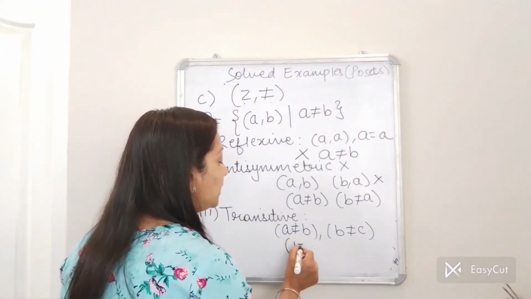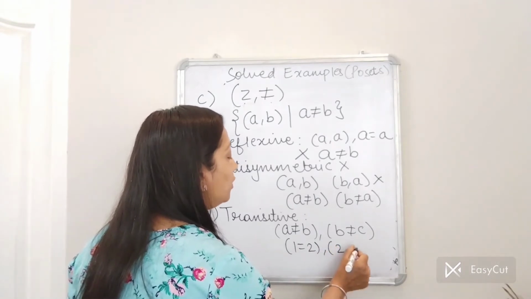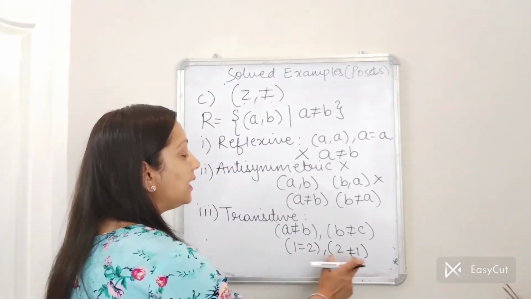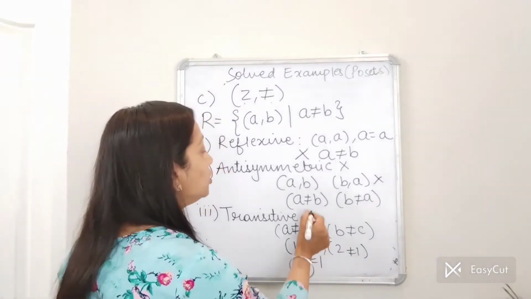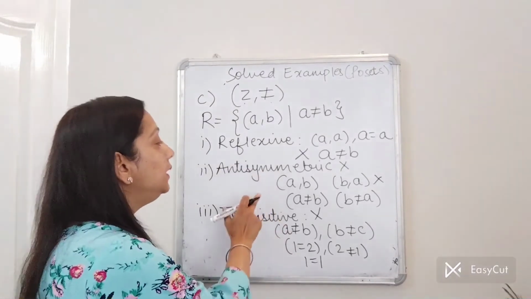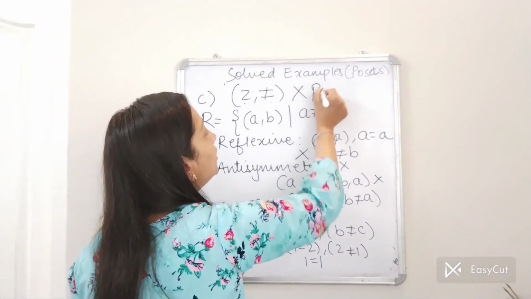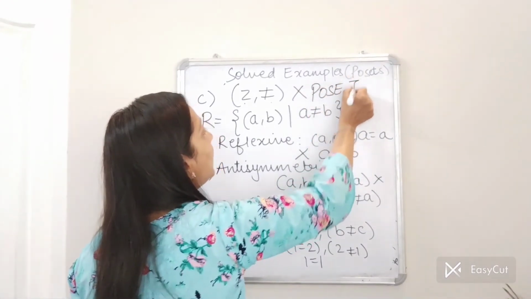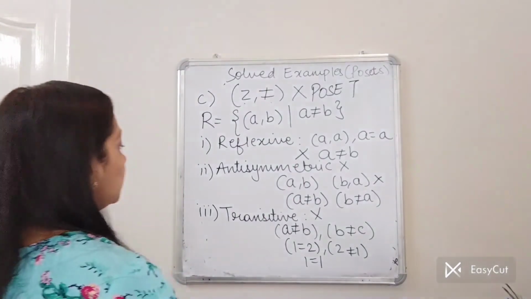If 1 is not equal to 2 and 2 is not equal to 1, then can I say that 1 is also not equal to 1? No, 1 is equal to 1. So it is not transitive also. Now since it is not reflexive, neither anti-symmetric nor transitive, it is clearly not a partial order, and hence Z comma not equal to is not a poset.